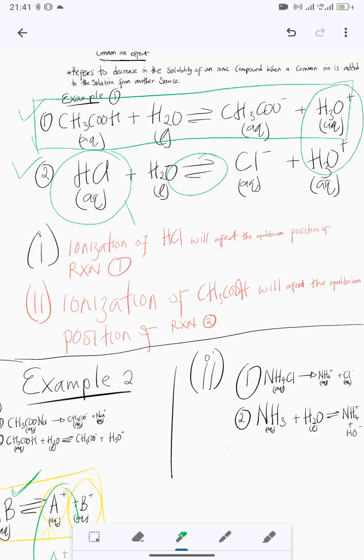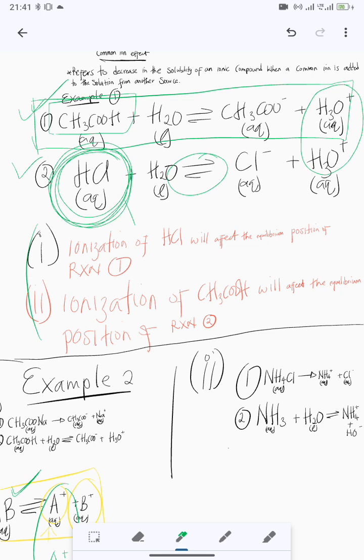I've written here: ionization of HCl will affect the equilibrium position of reaction 1. That means the ionization of this HCl will have an effect on the position of equilibrium in the first equation here. And similarly, the ionization of the acetic acid, this one, will have an effect on reaction 2.